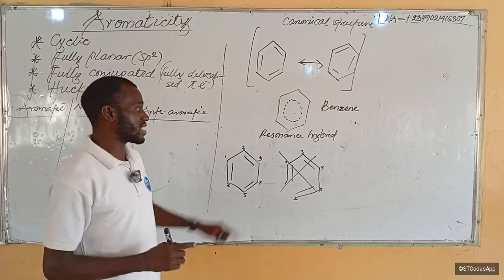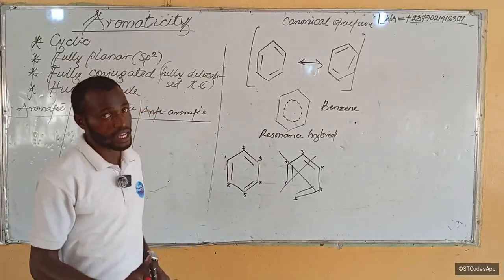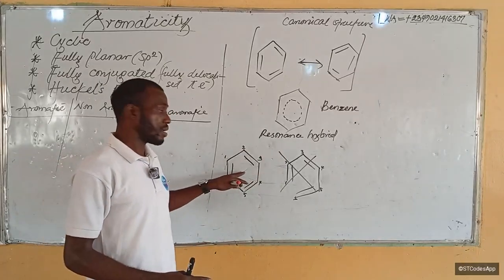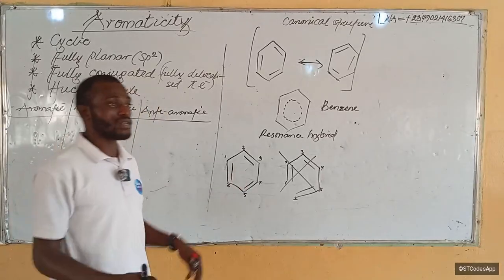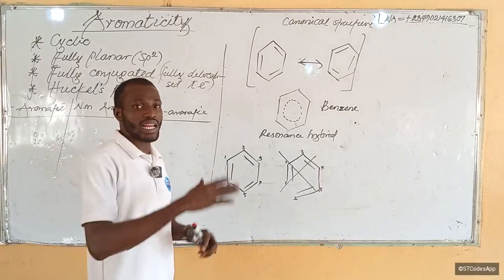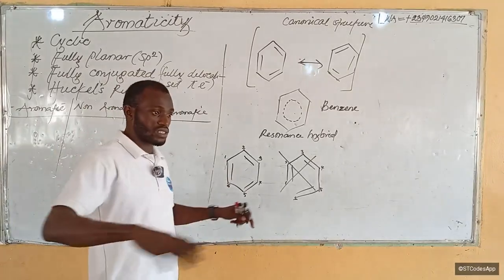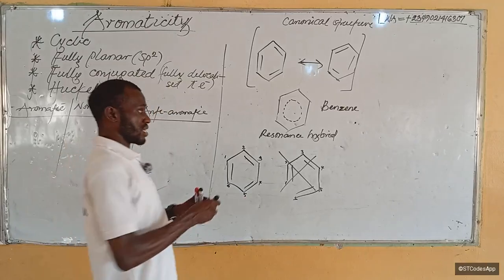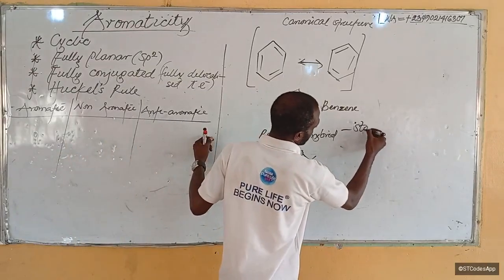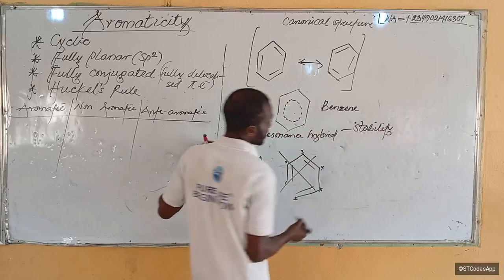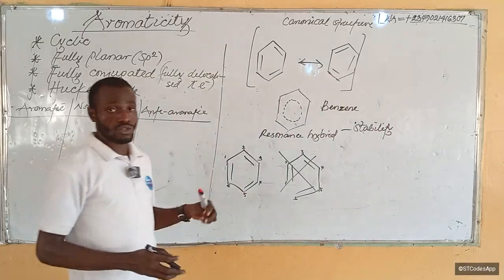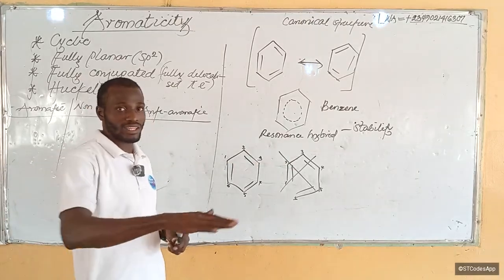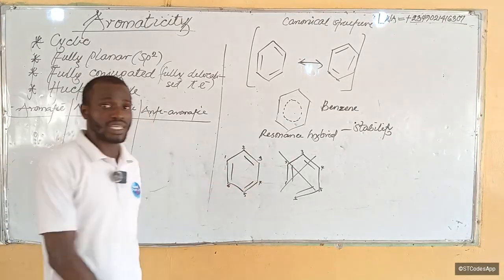Keep in mind that resonance is different from aromaticity. A molecule can have resonance structures but not be aromatic. Resonance is just the spreading of pi electrons so that there is enough space for the sharing of those pi electrons. That resonance contributes to the stability of conjugated alkenes. We call it resonance stability, and it is brought about by the spreading of pi electrons.